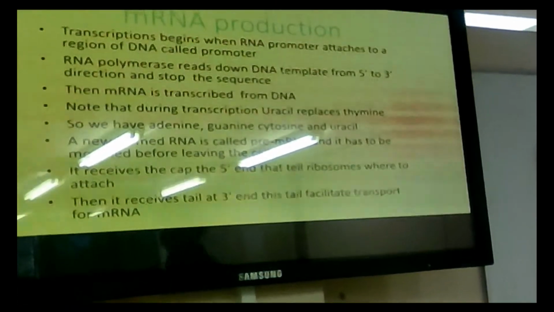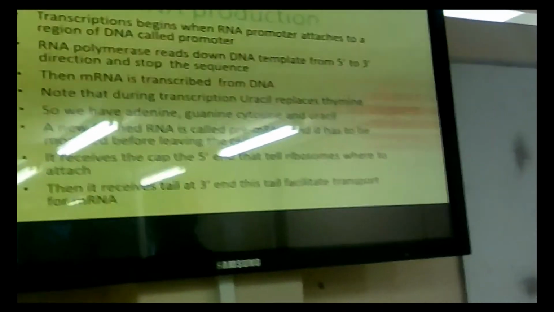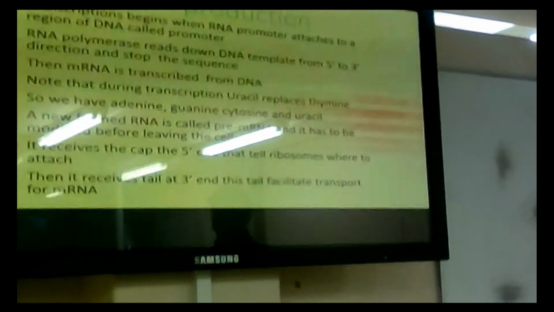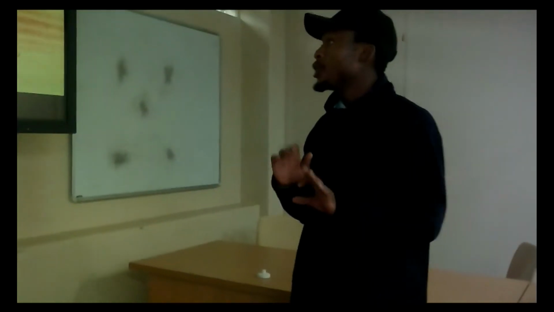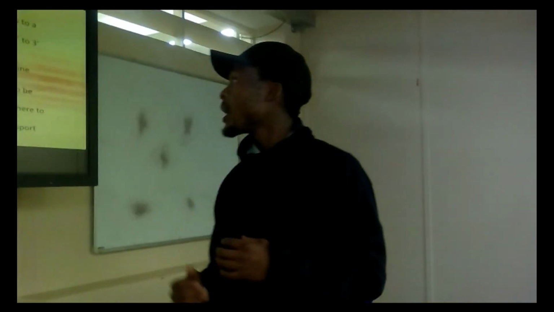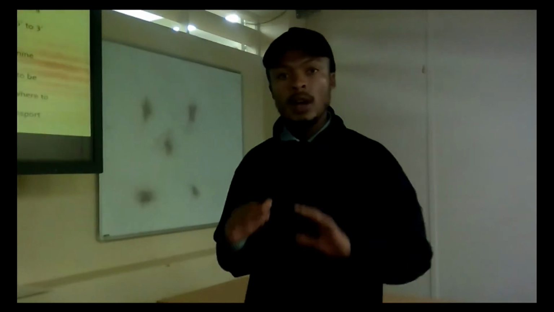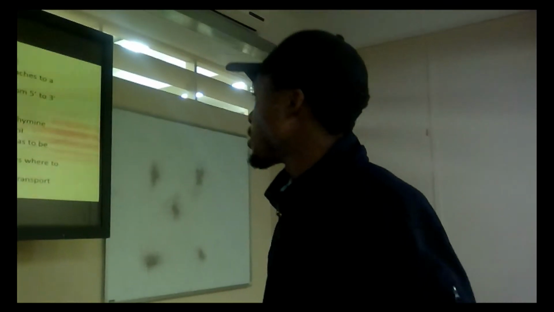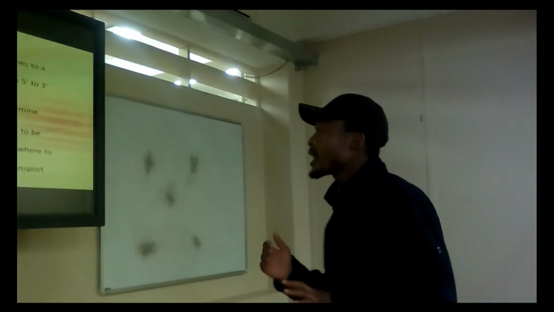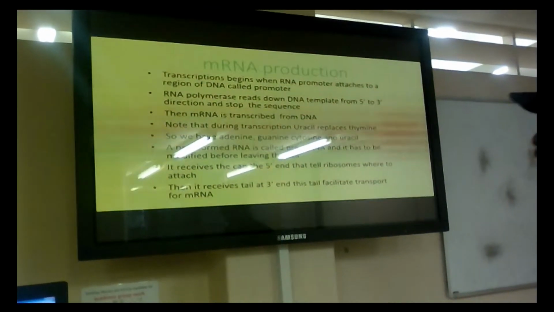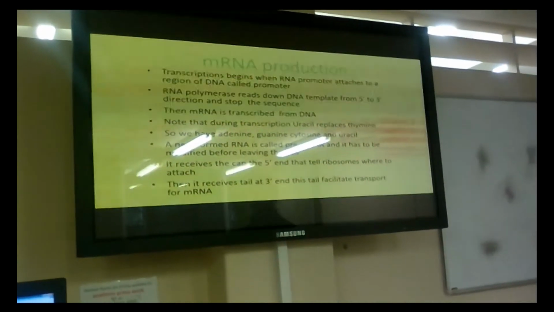Transcription begins when RNA polymerase attaches to the region of DNA called the promoter. The RNA polymerase reads the DNA template in the 5' to 3' direction and then stops at the end of the sequence. Then the RNA is transcribed from the DNA. Note that during transcription, uracil replaces thymine. So now we have the bases adenine, guanine, cytosine, and uracil.